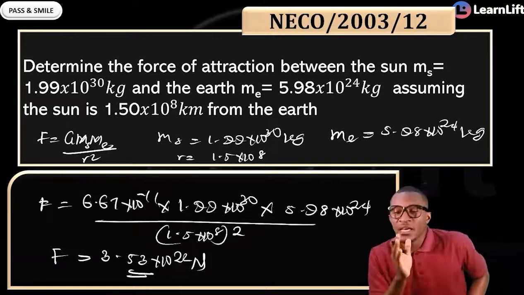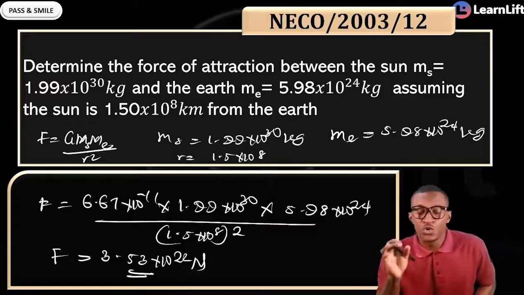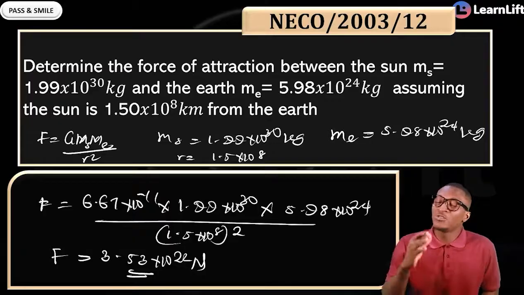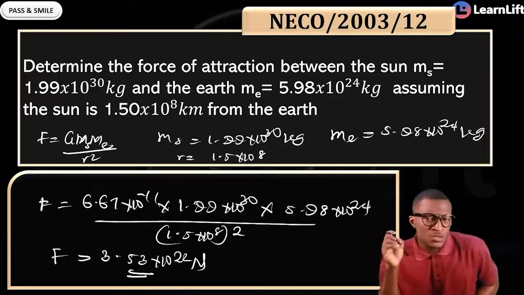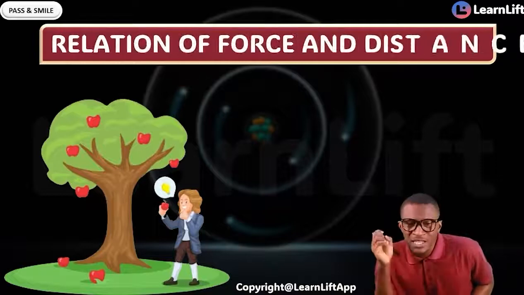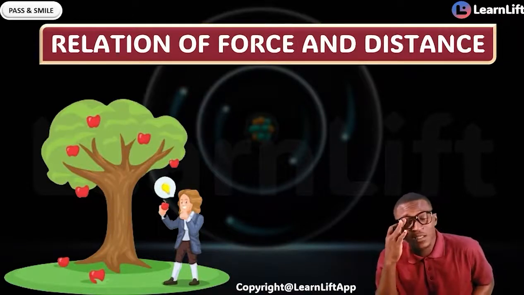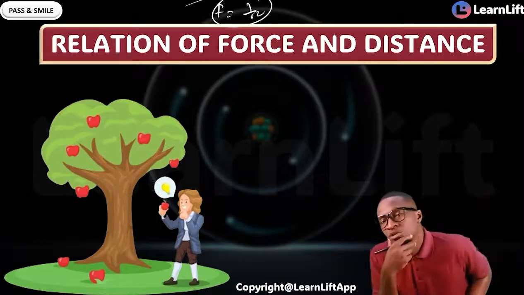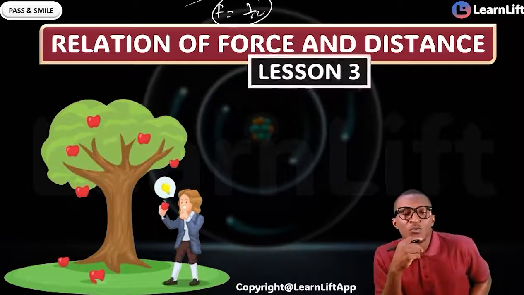This will be the end of this class. In this class, we just introduced Newton's law of universal gravitation. Next class, we'll talk about the relation and we'll build more on that. Do you understand that? In our next class, we're going to talk about the relation between force and distance. We established that F is proportional to 1 over r squared. Let's build more on this relation. I'm going to see you in our next class, and that will be our lesson 3.